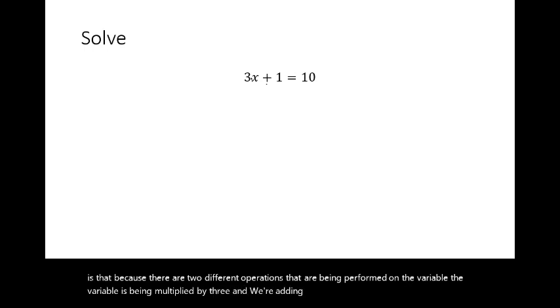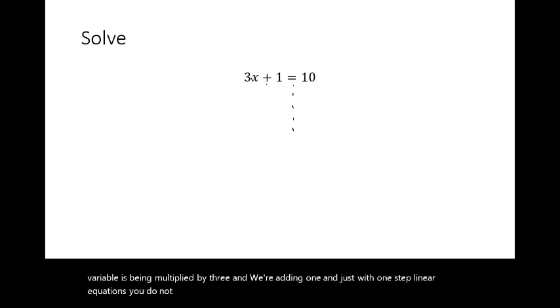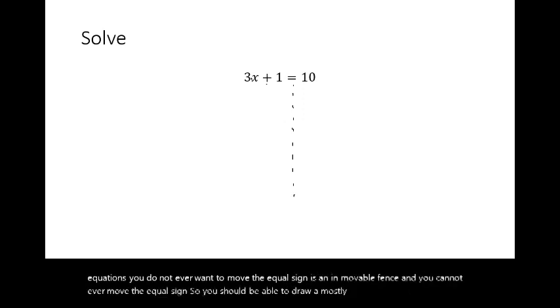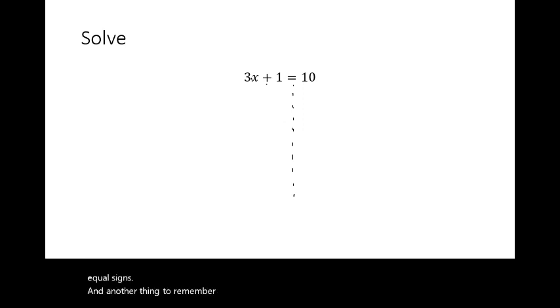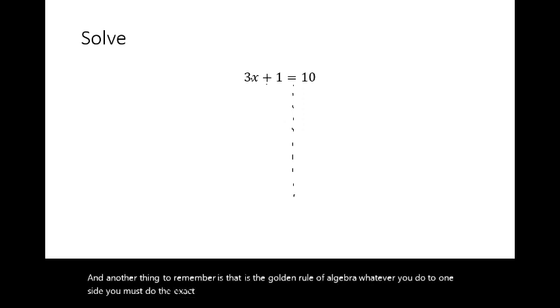And just like with one-step linear equations, you do not ever want to move the equal sign. The equal sign is an immovable fence, and you cannot ever move the equal sign. So you should be able to draw a mostly vertical line down all of your equal signs. And another thing to remember is the golden rule of algebra. Whatever you do to one side, you must do the exact same thing to the other.